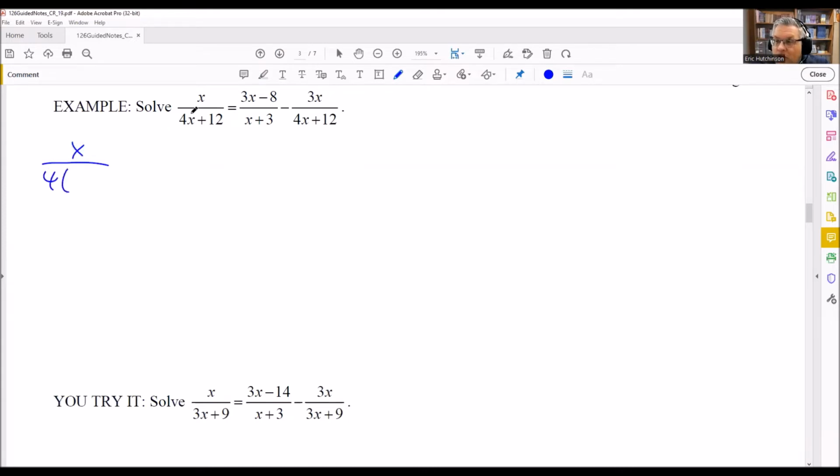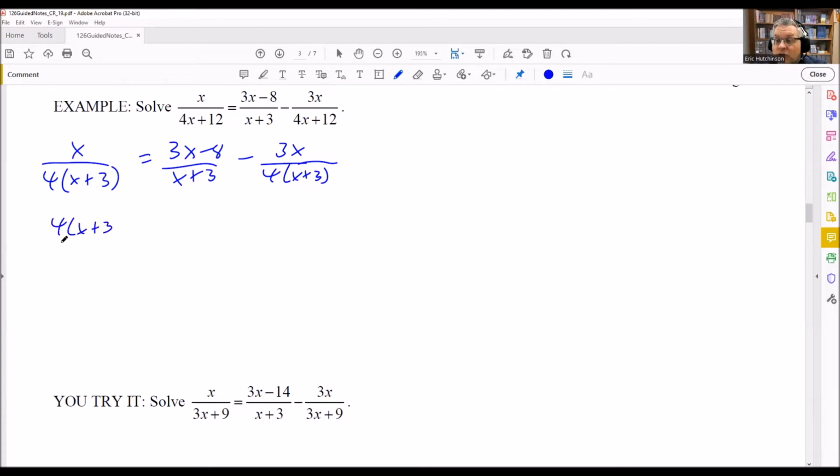So we get 4 times x plus 3. This next one doesn't need to be factored. And then this one, once again, we'll factor out a 4 and get the same thing, 4 times x plus 3. Now we know by looking at this that x plus 3 needs to be part of our least common denominator as well as 4. So I'm going to multiply all of these by 4 times x plus 3 over 1.